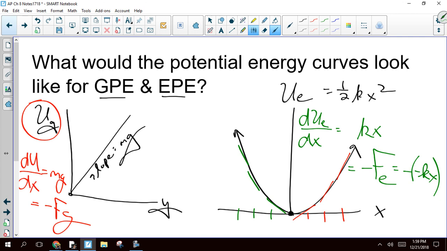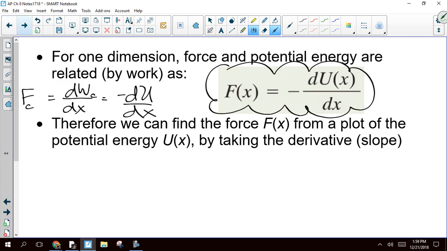Okay, so yeah, I guess that's that. So that is a thing that we already knew: the force is the opposite of the slope of your potential energy curve. So we can find the force F of x from a plot of the potential energy by taking the opposite of the derivative.